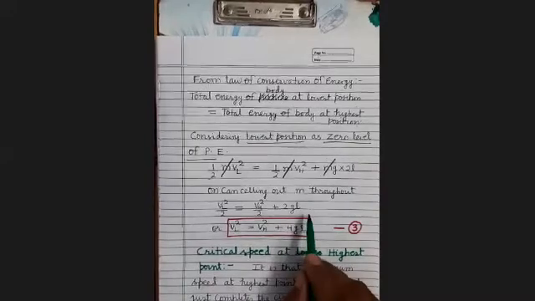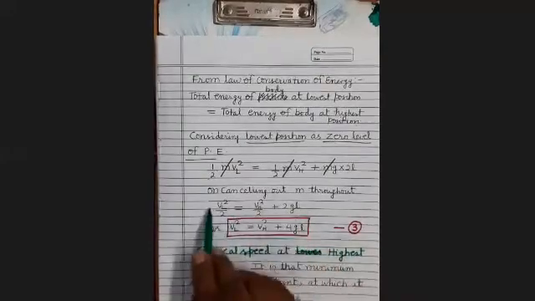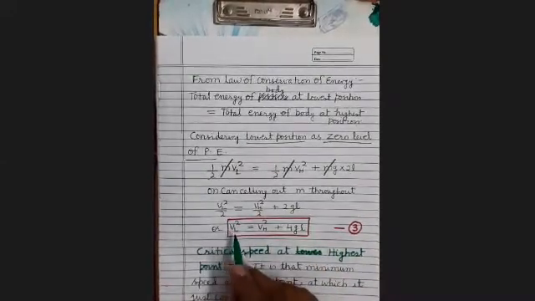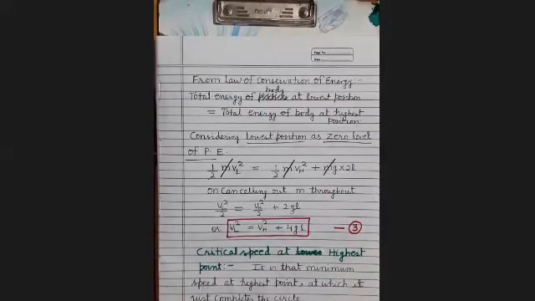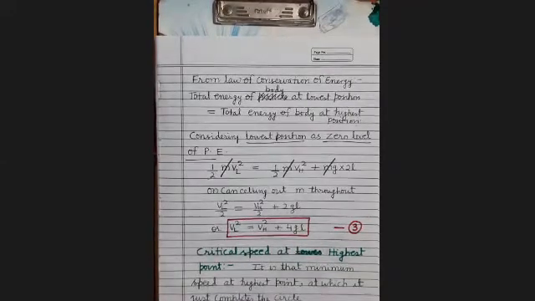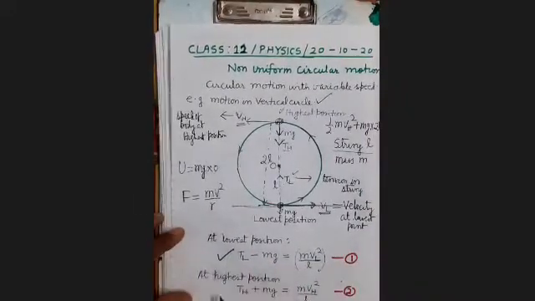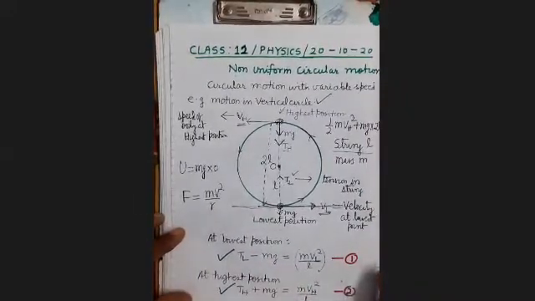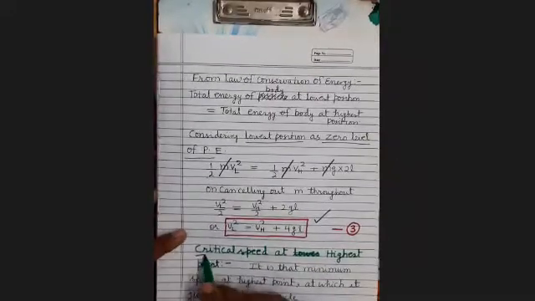Now you multiply this whole equation by 2. So what will you get? VL square equals VH square plus 4GL. When you multiply by 2 here, it becomes 4GL. So these are the three important relations. This one is this, second is this, and third is the relation between VL and VH. Now there is a term, critical speed.